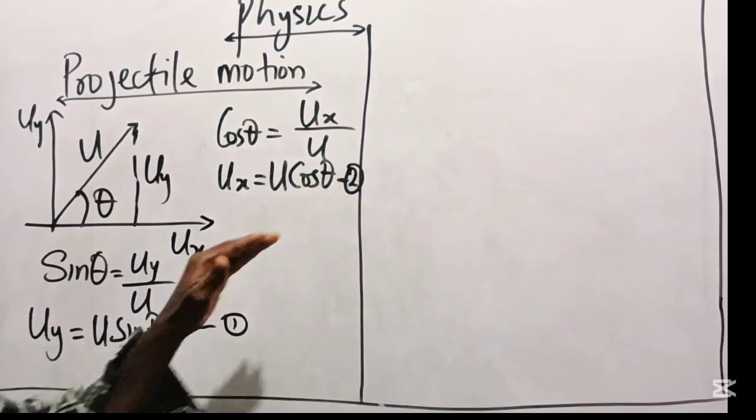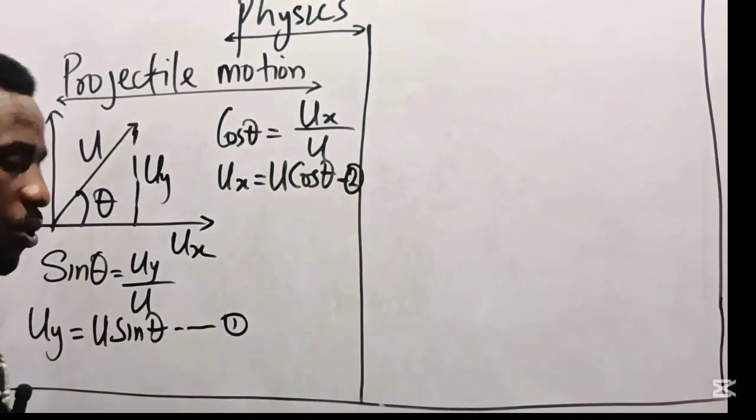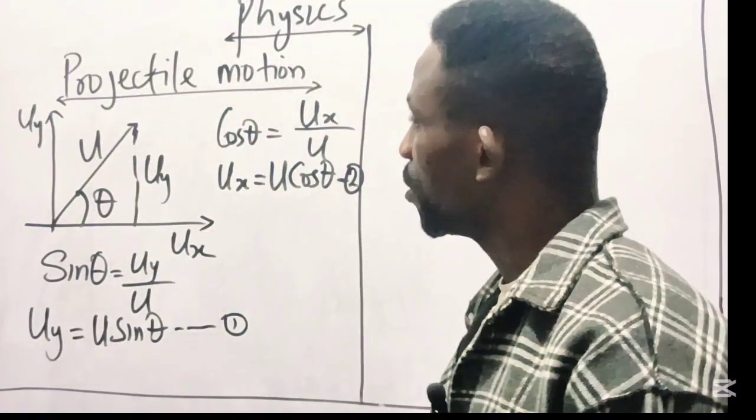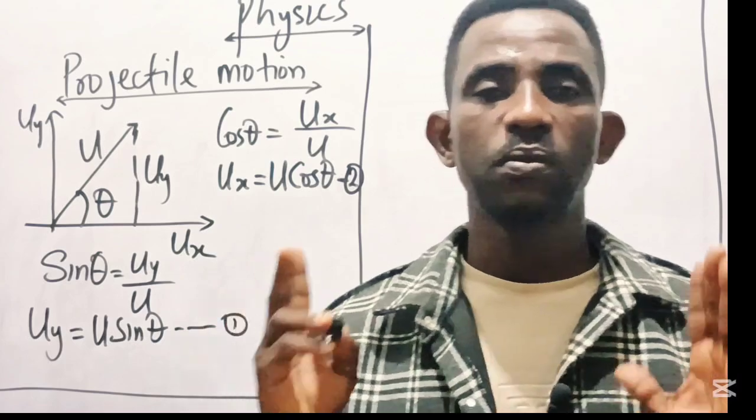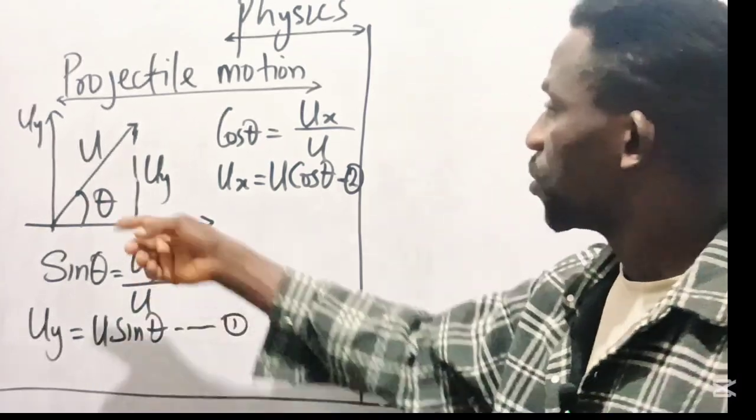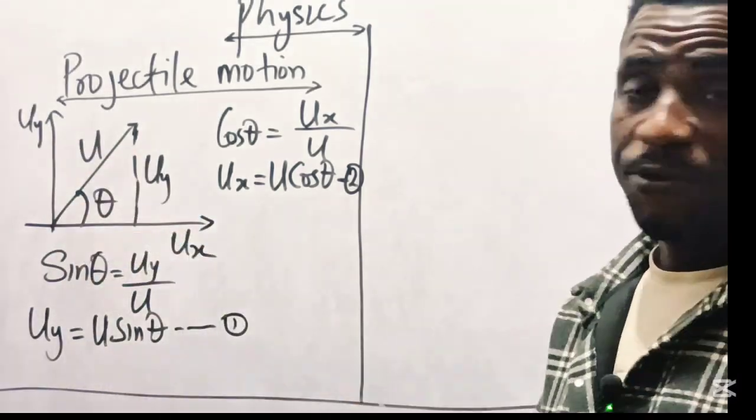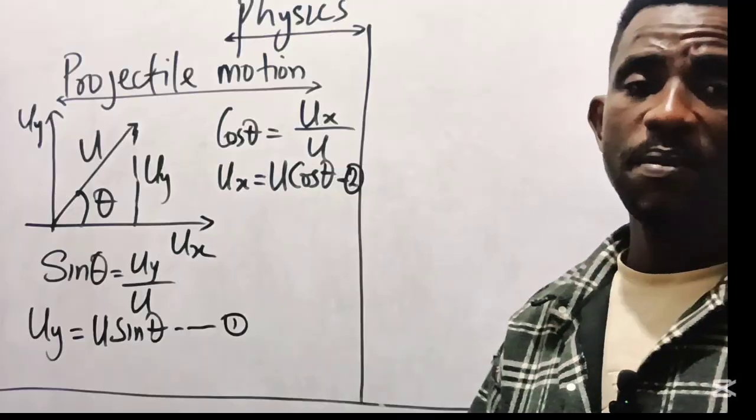So we need to know the motion. This is the horizontal motion and this is the vertical motion. In projectile motion, we have only two directions, two motions: horizontal motion and vertical motion. For the vertical motion, we talk about the maximum height reached.